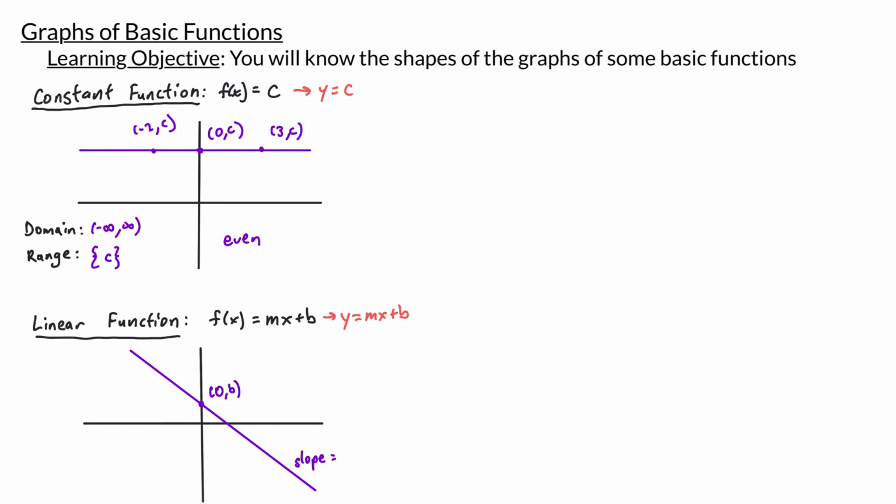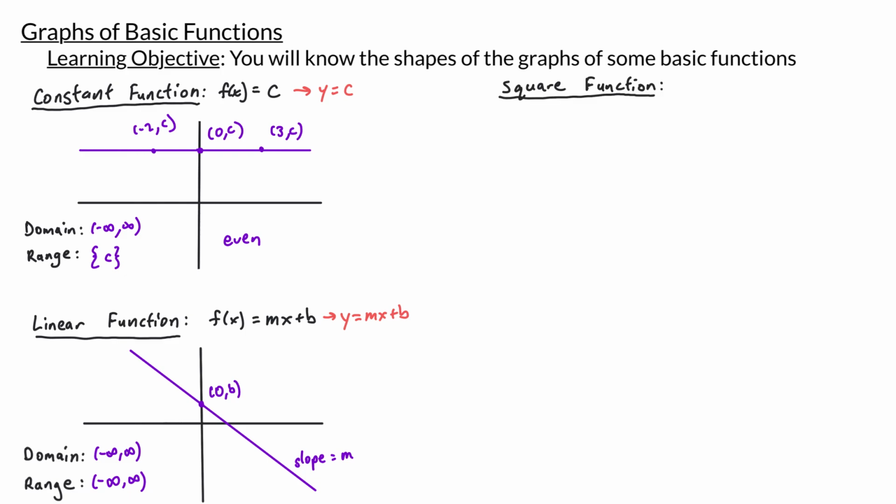So a linear function would look something like this, where the y-intercept is (0, b), and the slope of this line is m. The domain of a linear function is all real numbers because we can plug anything we want in for our input. And as long as our slope m is not equal to 0, the range of this function is also going to be all real numbers.